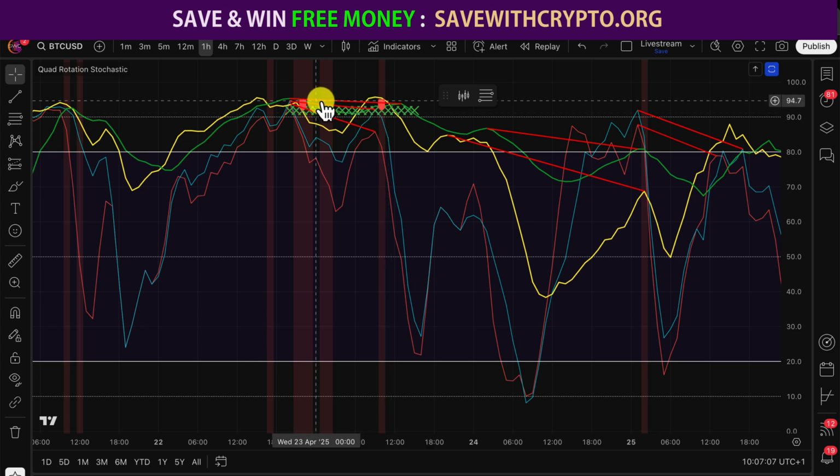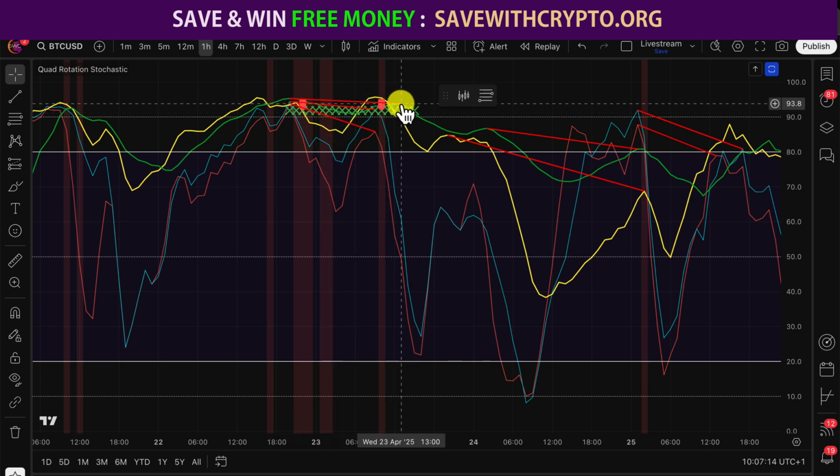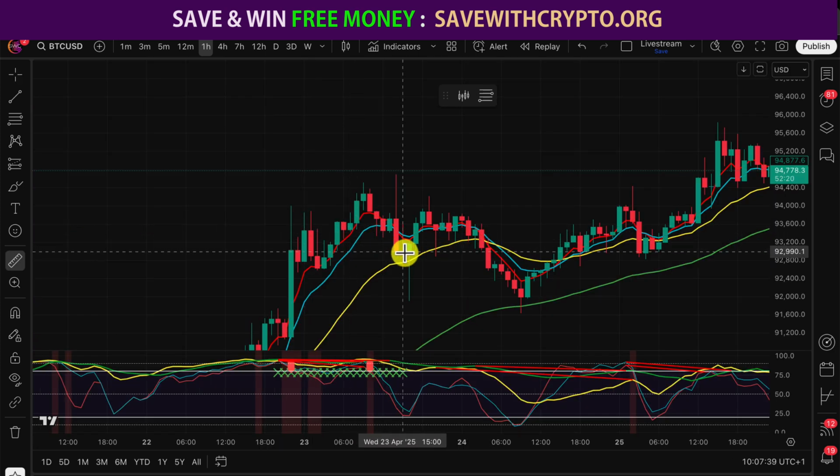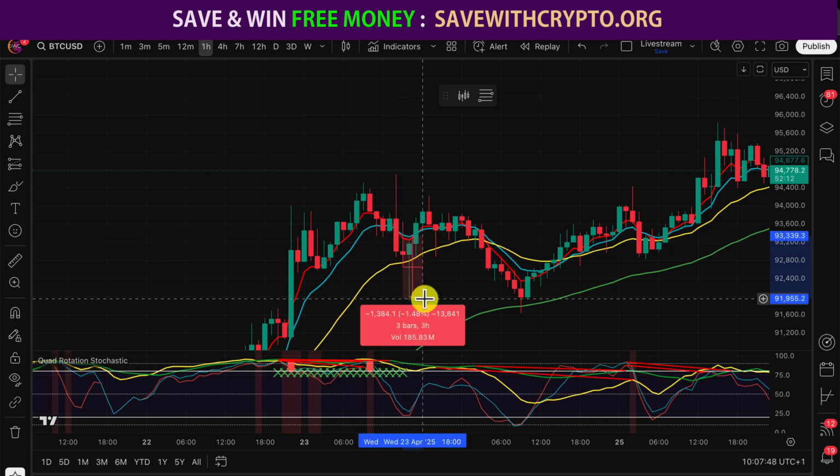So ideally here, if you're going to look for a price drop, you need to wait until you see the bearish convergence stop and then the green crosses stop appearing. Okay, so if you look at that with the chart, you can see that was kind of here, and then the price dumped about another $1,500.